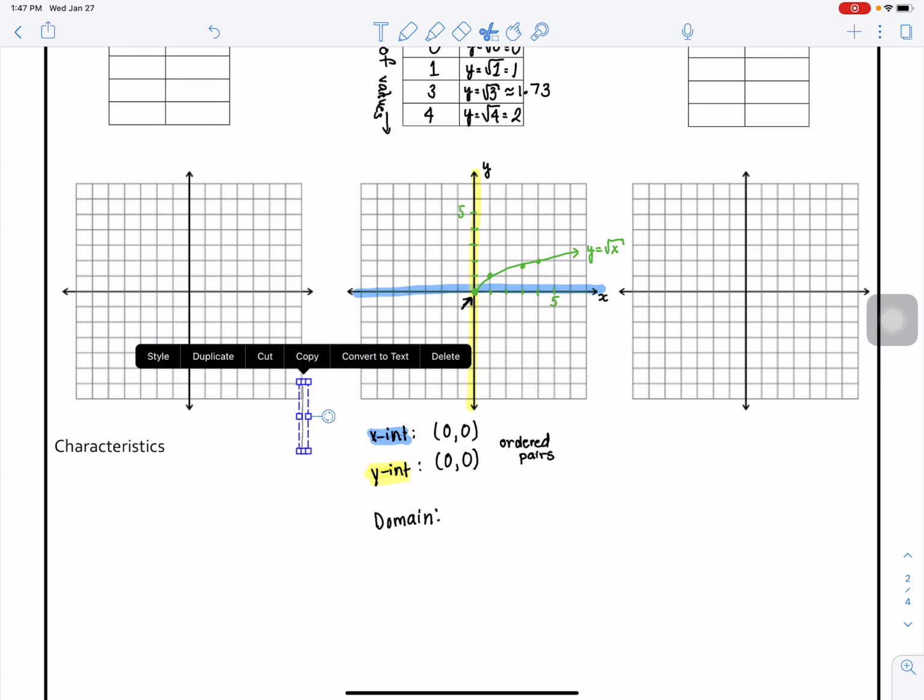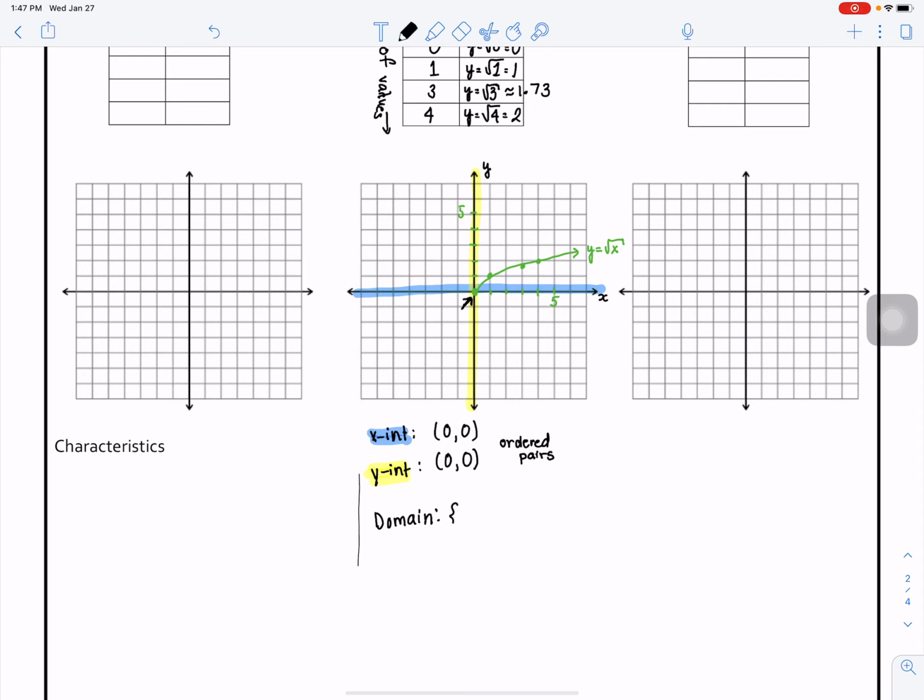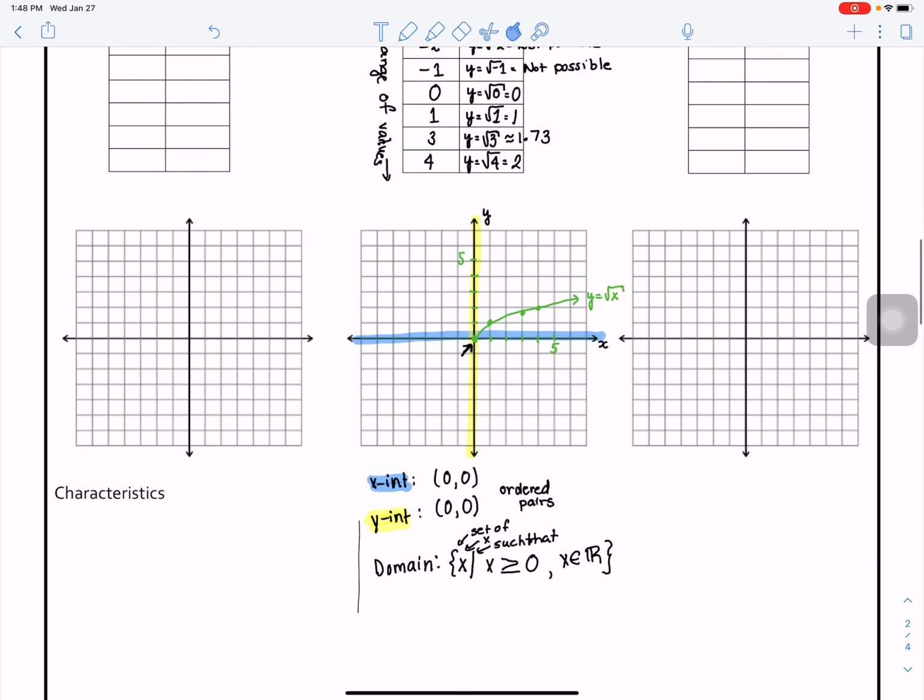Okay, so I'm going to just remind you about a vertical line by doing that. We're going to write the domain is the set of all x such that x has to be bigger than, we're allowed to equal 0, or anything else can be a real number. So we're saying that the domain is the set of all x such that x has to be bigger than 0.